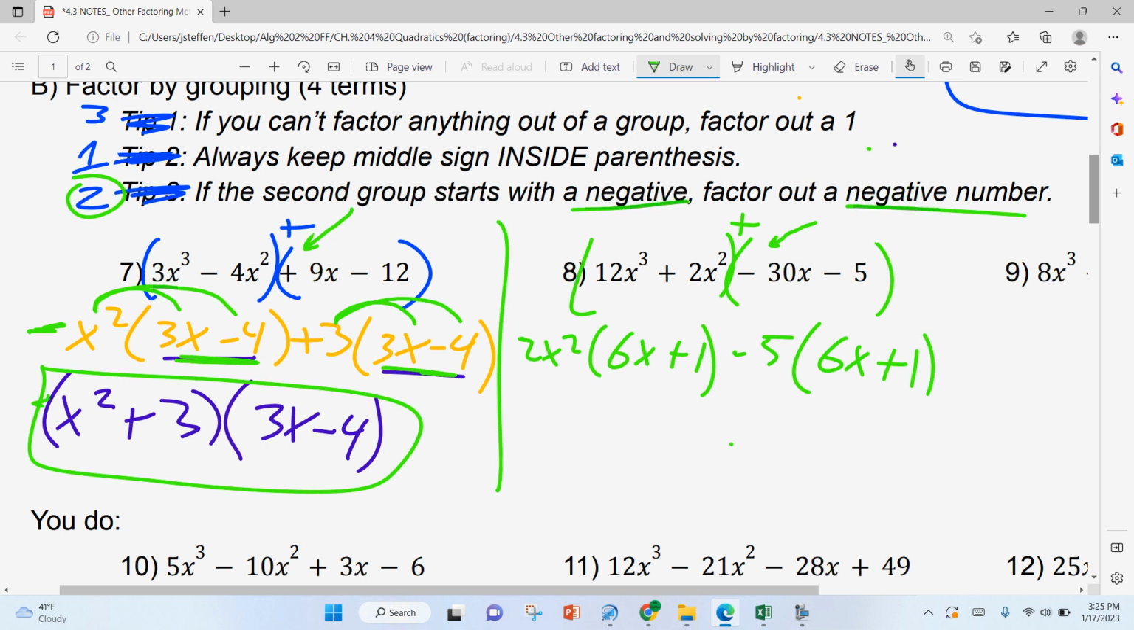Now, those are both the same. If you were to factor out a positive 5, the only difference is you'd have negative 6x minus 1, so you're really close. So you can go back and change some signs. Factor out a negative. That changes these signs, then you're in business. So again, hopefully, if you mess that up, you catch yourself.